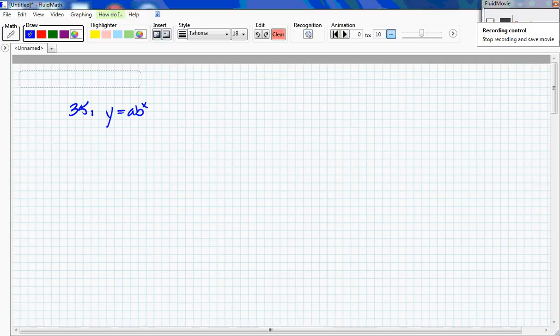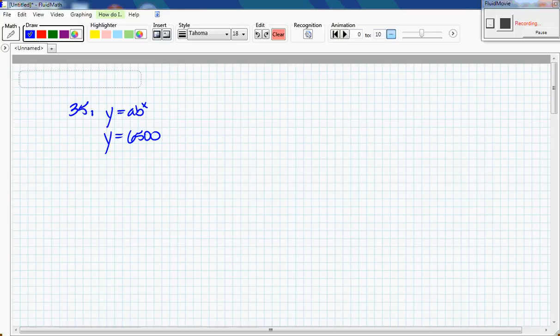Okay, for question 35, it says the computer valued at $6,500. So first thing, this is an exponential model. A is the initial value, also the y-intercept. The initial value is 6,500, so we have 6,500 here. It says that it's depreciating at a rate of 14.3%.